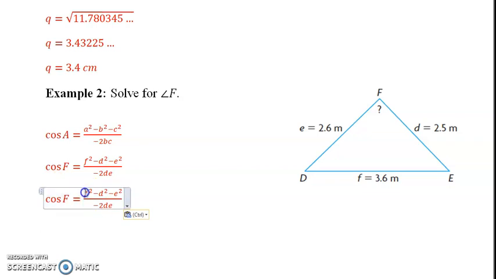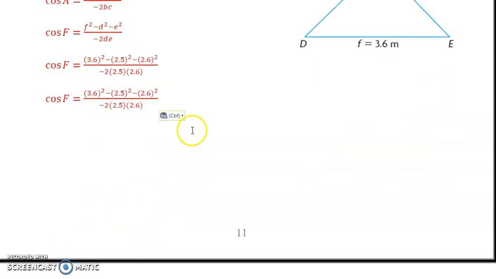So side F is 3.6. Side D is 2.5, so bracket 2.5 squared. E is 2.6, so bracket 2.6 squared. D and E is 2.5 times 2.6. There we go. So again, we fill all that in. The order of operations, do 3.6 squared.